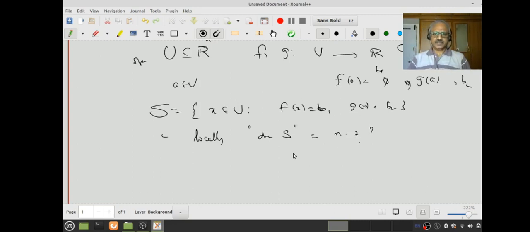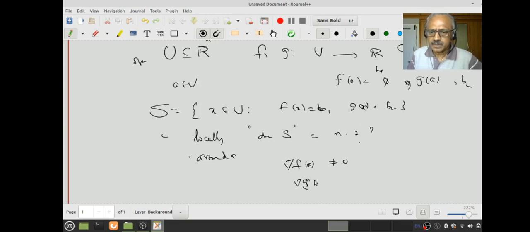Okay, when can I say that? If I understood yesterday's lecture and today's beginning, I'm sure that you know what the answer should be. Even for it to drop by one dimension, what was the requirement we needed, locally around a? What was the condition we needed? The gradient of f at a should be non-zero. And similarly, if I want the dimension to drop by one for the condition g(x) equals b2, then I want the gradient of g at a to be non-zero, right?